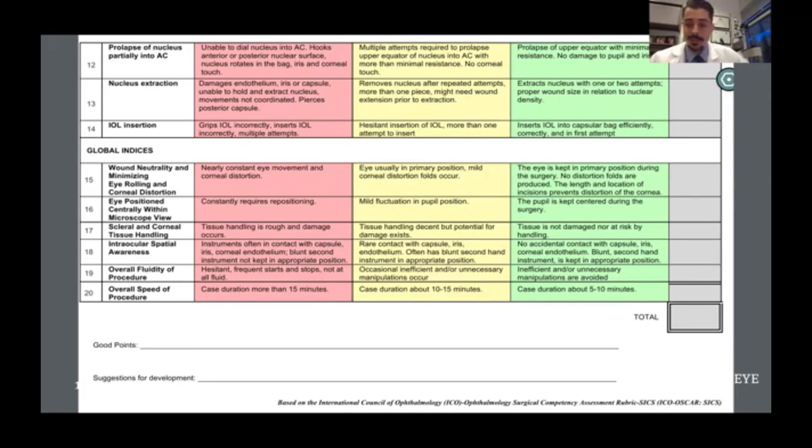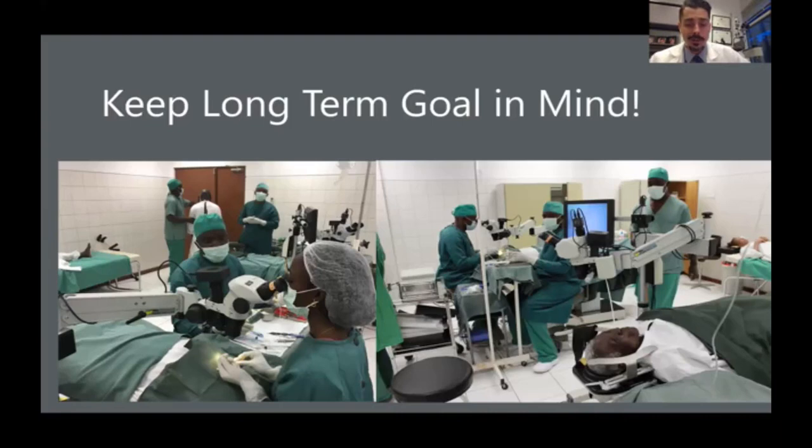Pseudoexfoliation cases where the lens is really tilting and vitreous is coming into the anterior chamber, manual small incision cataract surgery can bail me out, as opposed to having to call my retina colleagues to rescue a nucleus that has taken a dive into the vitreous. So starting off training our learners with manual small incision cataract surgery, I really think is a really nice place to start for them.